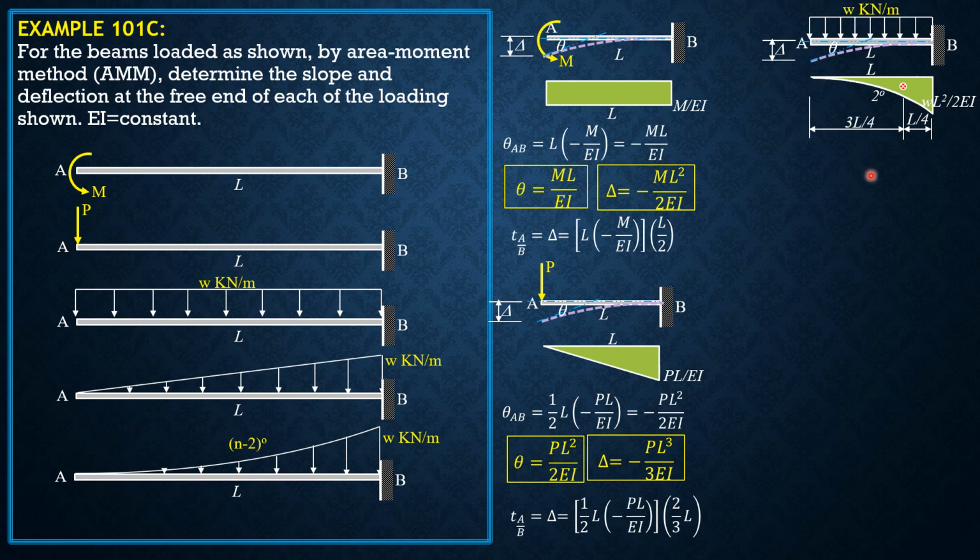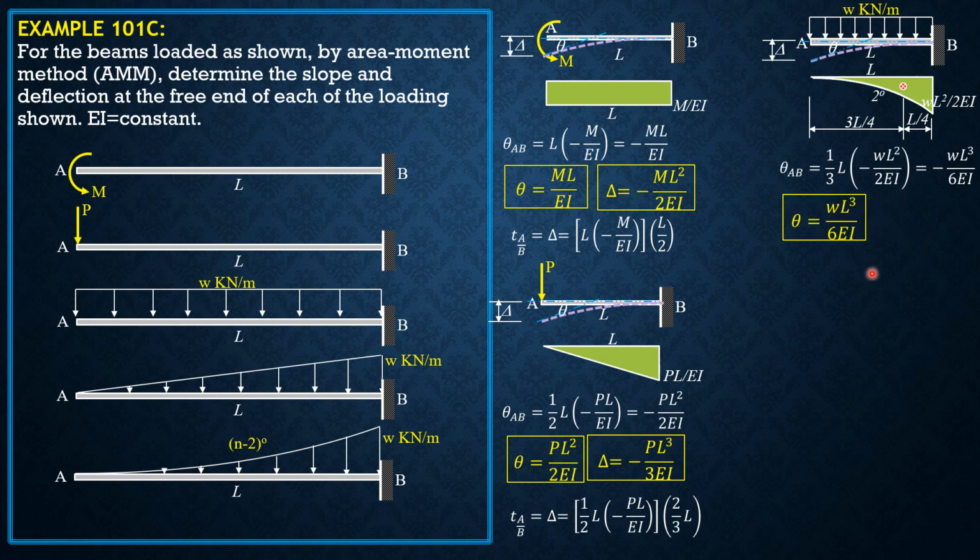is 3/4 of L. So for the area, 1 over N plus 1, or 1/3 of L times negative WL square over 2EI, and that is theta AB. 1/3 of L times negative WL square over 2EI is negative WL cube over 6EI. The negative sign indicates that the tangent at A relative to the tangent at B rotates clockwise, but the slope at the free end A is positive, so it is WL cube over 6EI.